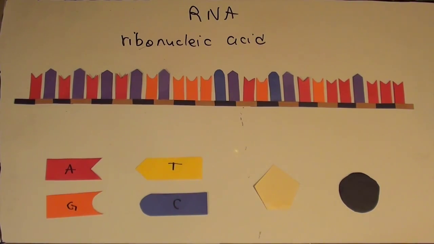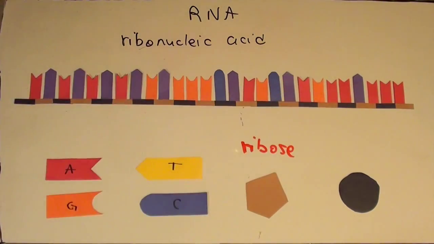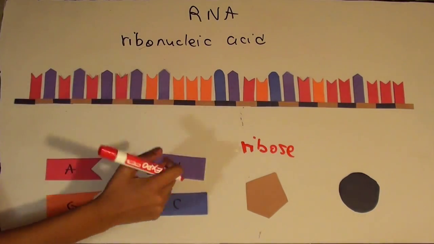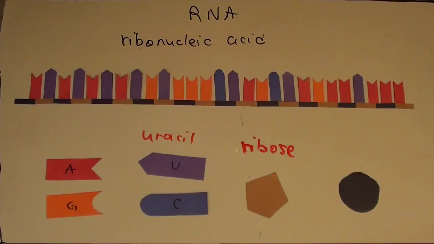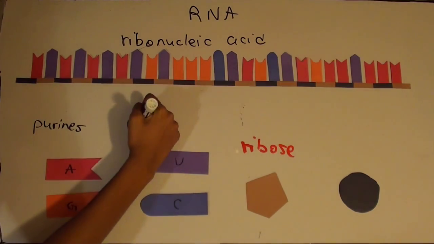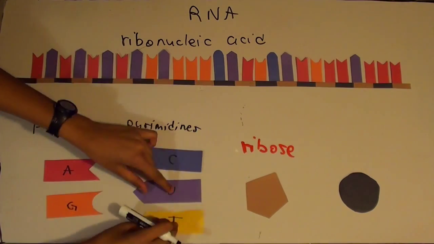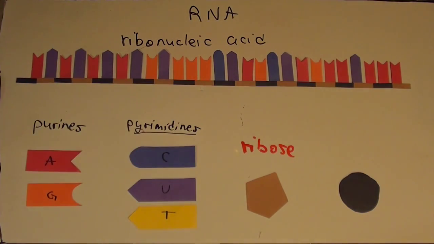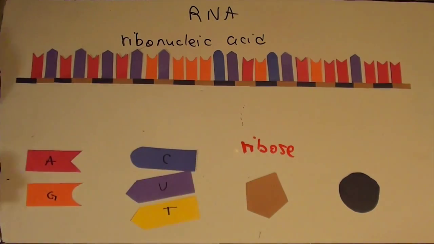First, the sugar in the sugar-phosphate backbone is ribose instead of deoxyribose. Next, instead of thymine, RNA uses uracil as a pyrimidine. A good way to remember which nucleotides are purines or pyrimidines is that C, U, and T spell cut, and the word pyrimidines is longer, so those three are pyrimidines while A and G are purines.